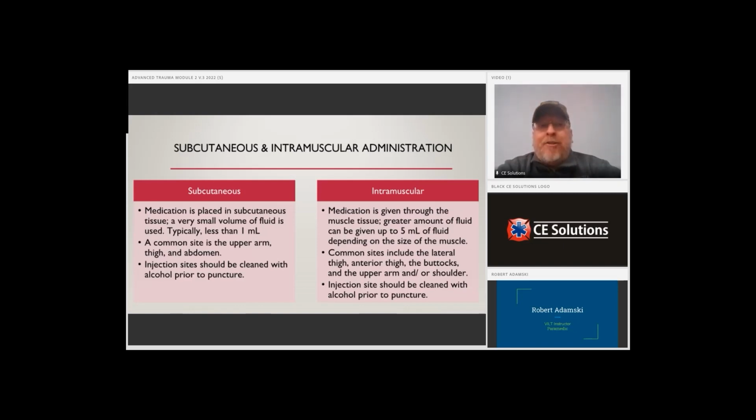And the onset of action can be variable. It's typically 15 to 30 minutes for sub-Q route, as long as you have decent perfusion.